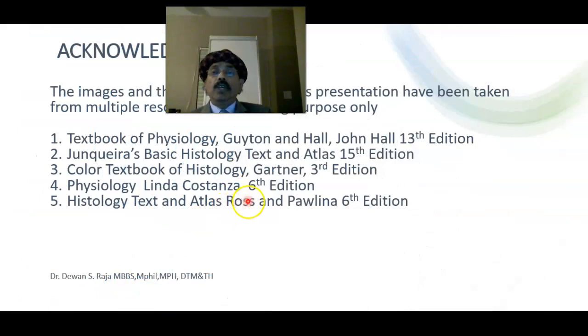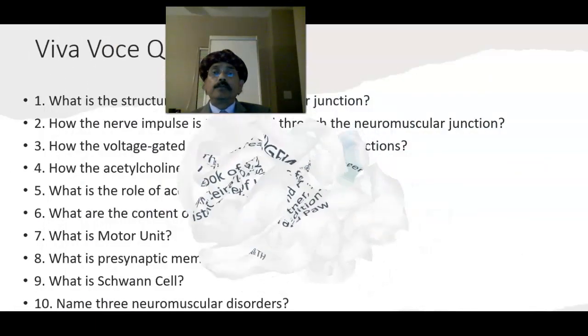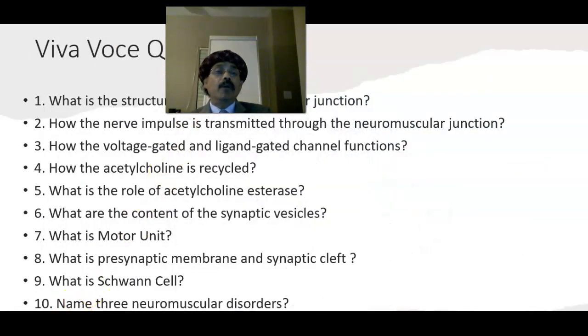We have multiple references: Textbook of Physiology, Jankuria Basic Histology, Gartner's Histology, Linda Costanzo's Physiology, and Histology by Ross and Pawlina. We'll solve some viva questions.